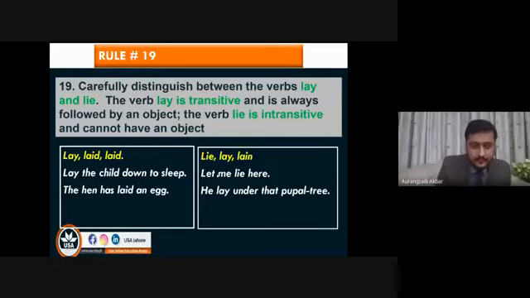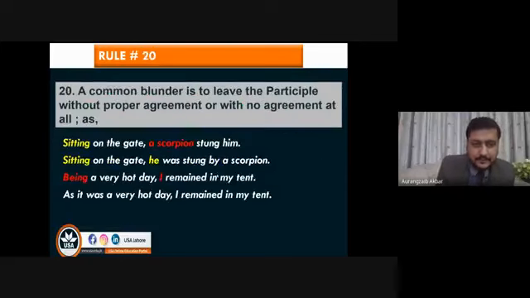Now you must have understood that lay means to lie down. If you talk about lie, it is always used like "let me lie here." So here it is working as an intransitive verb. So we need to understand the difference between both of them.